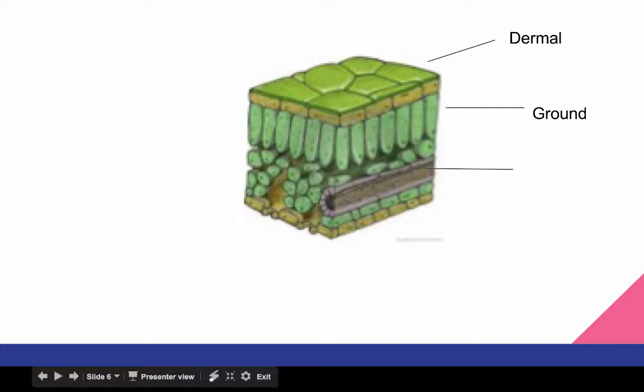A lot of gaps you'll notice in the cross section here, and that's important for gas exchange and movement of gases through the leaves especially. And then you have the third type of tissue, which is your vascular, and this is that long tube in here that would be used for transporting substances throughout the plant.